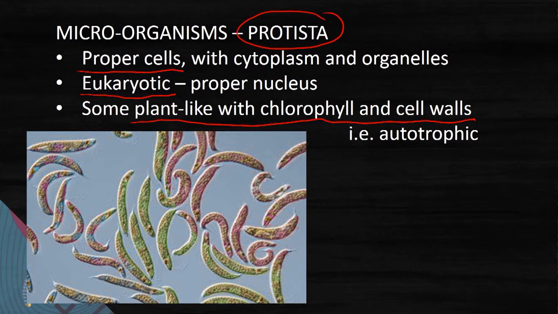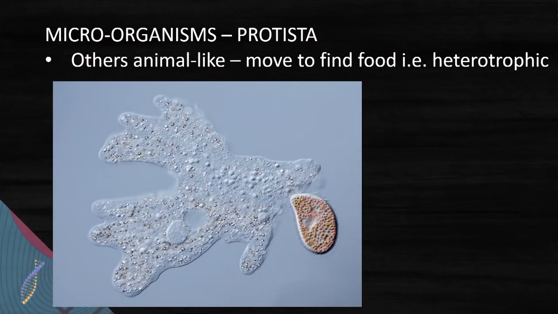Other protists are more animal-like, and in class you might have had to draw a picture of this little organism, which is an amoeba, and it moves around to find food. And that is a little green alga, which the amoeba is about to eat.